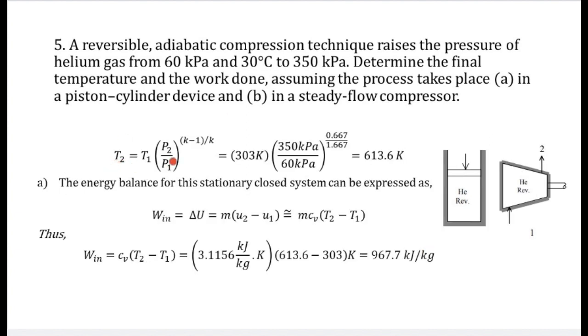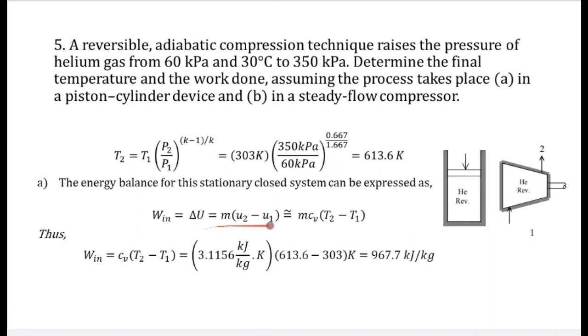From the ideal gas isentropic relation, here is the equation: temperature sub 2 is equal to temperature sub 1 multiplied by pressure sub 2 over pressure sub 1, raised to the power of k minus 1 over k, where k is the specific heat ratio. Substituting the given numbers and calculating, we get 613.6 Kelvin.